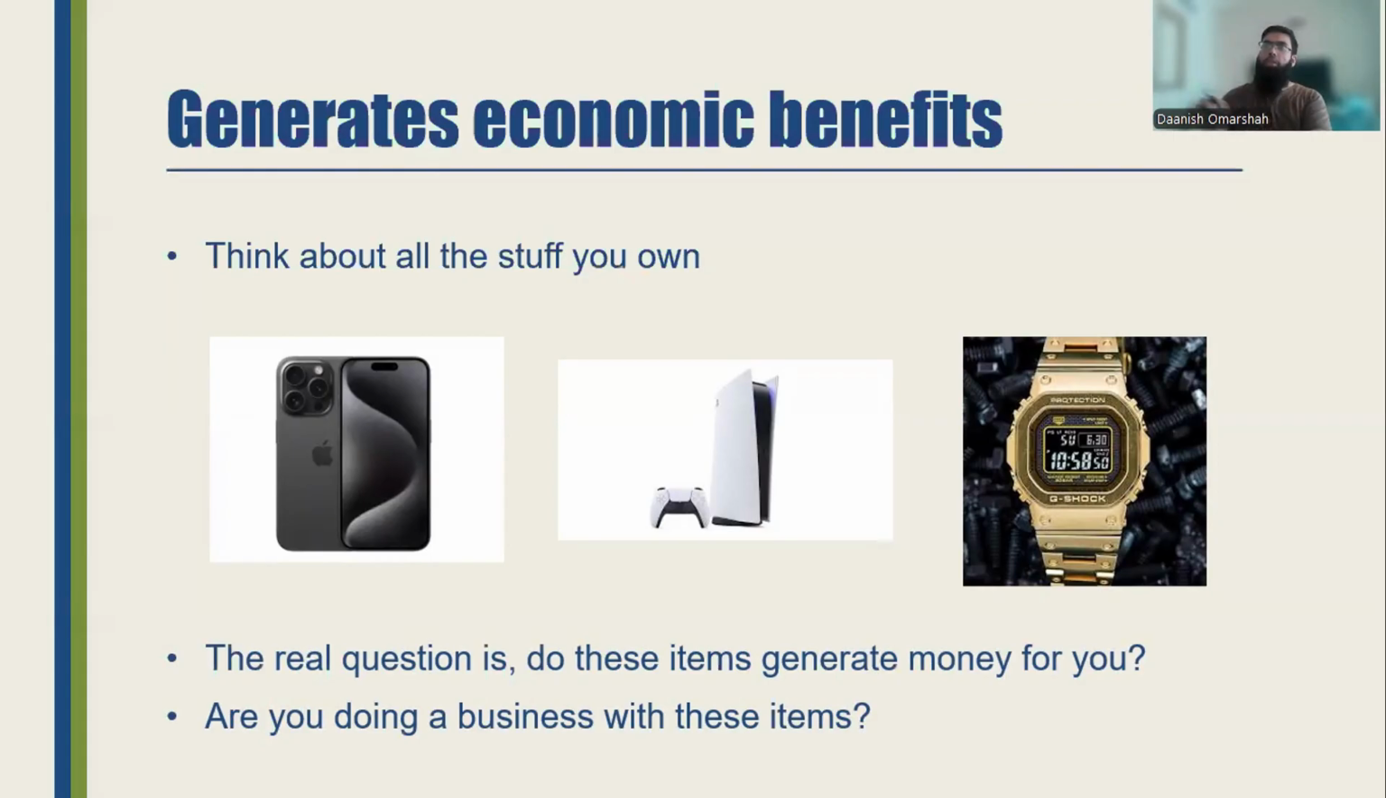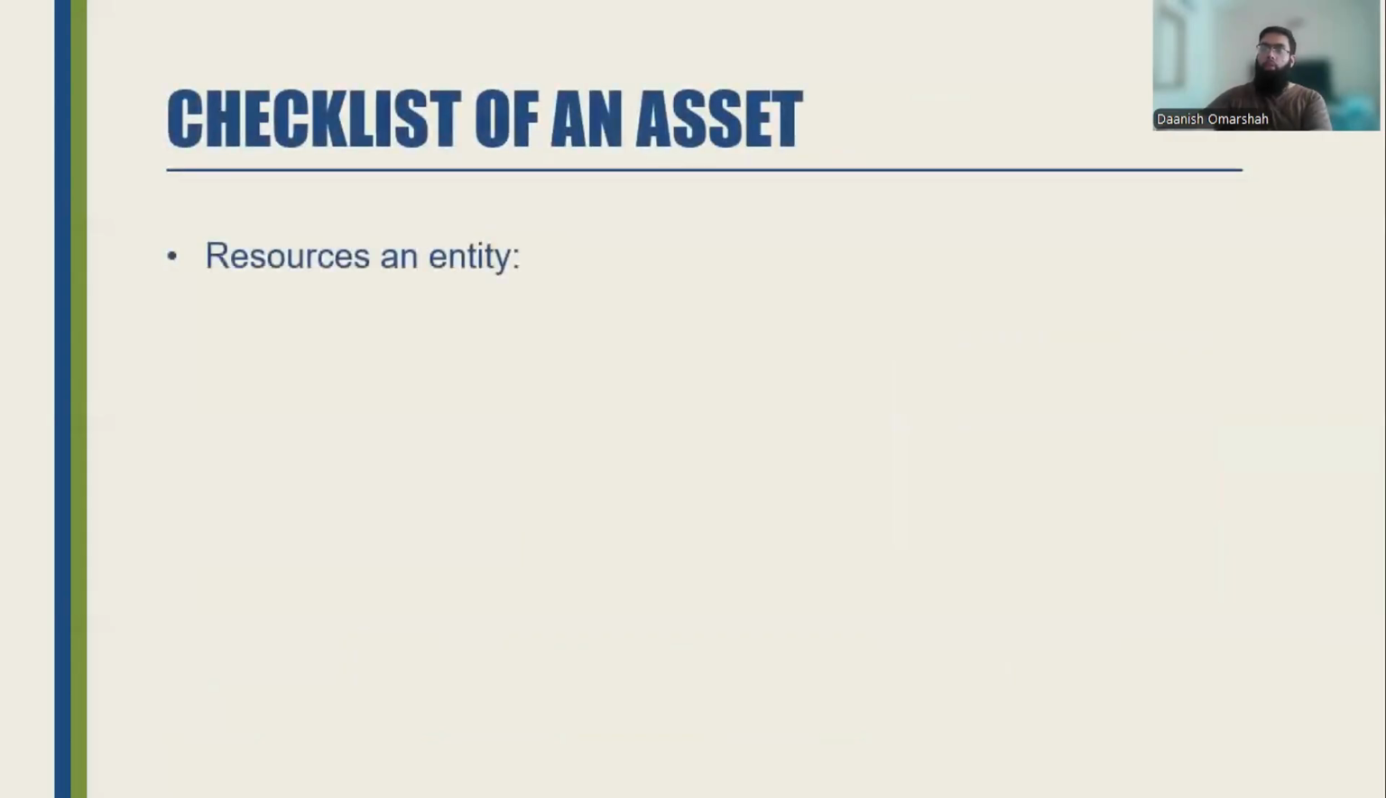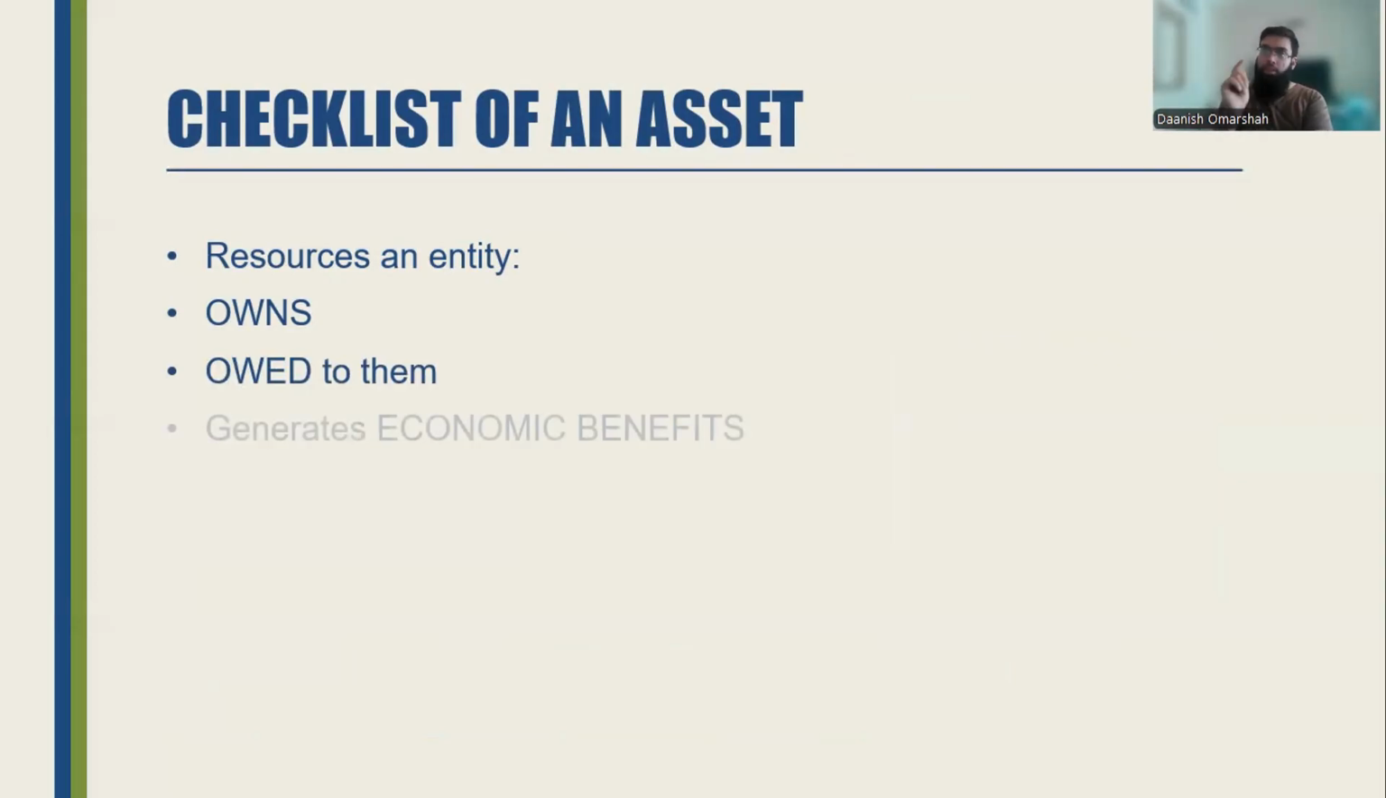Economic benefits refers to money, income, revenue. Whatever you own, you must do business with that. You must generate money. Economic benefits refers to money. Now, the final checklist, what you have to always remember. Resources an entity owns, number one, very important. Or it could be resources that are owed to your entity. And the final and most important point is what? Generates economic benefits.